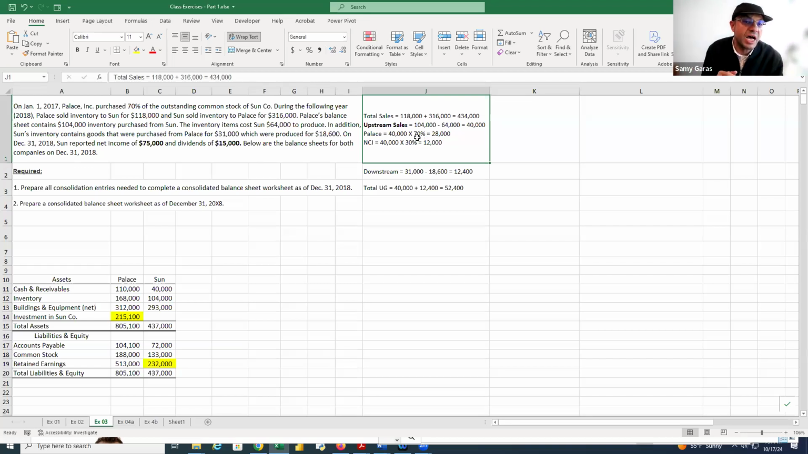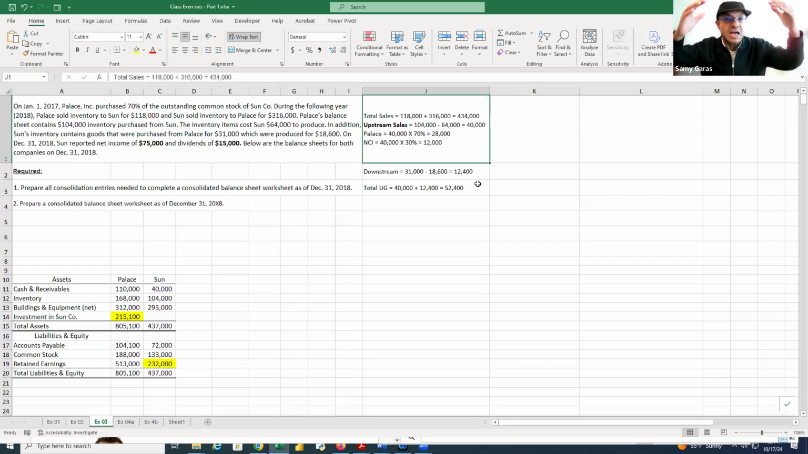And here we see 104,000. The cost of this one was 64,000. So the unrealized gain from this upstream sale, 40,000, we will take and divide between the parent, which will take 70%, and the subsidiary, which will take 30%, as you can see here. Now, the parent made sales to the subsidiary for 31,000 and the cost was 18,600 here. So the unrealized gain is 12,400.